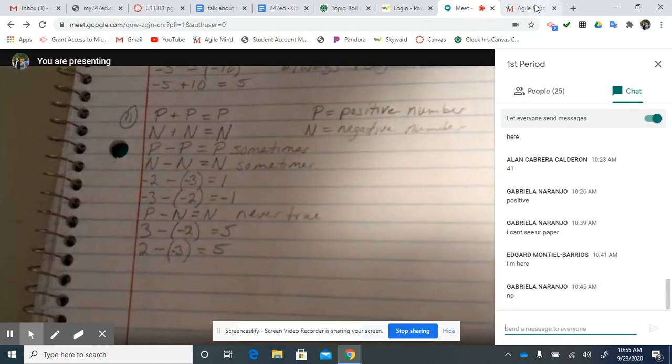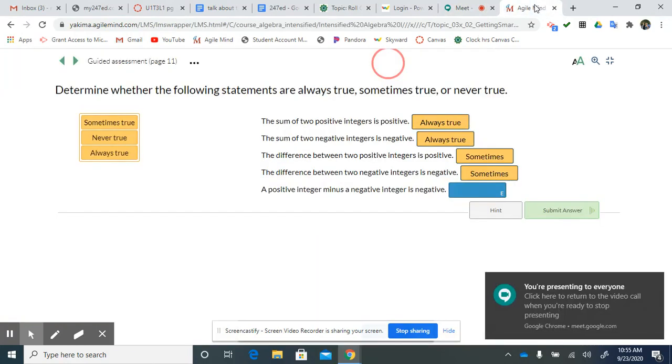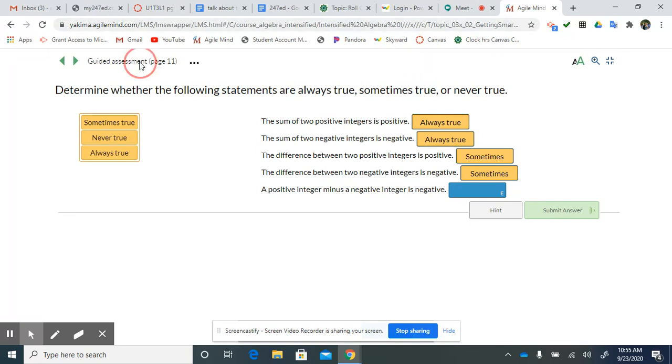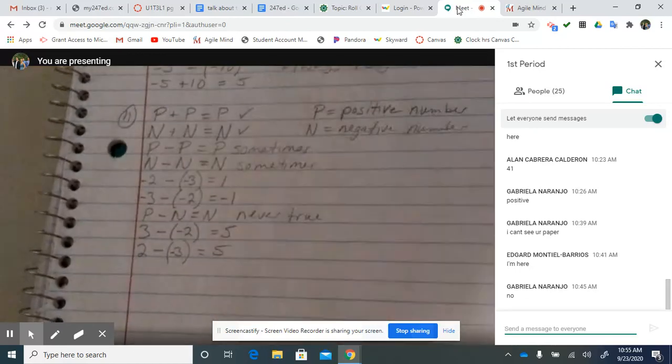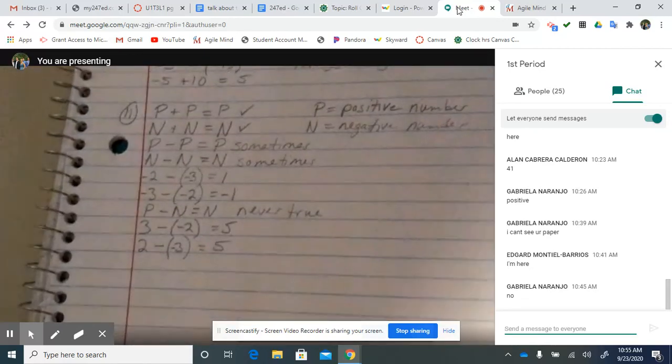Is that all of them? 1, 2, 3, 4, 5. All right, so on our paper, that first one checked out, second one checked out, and then it was sometimes, and never true.